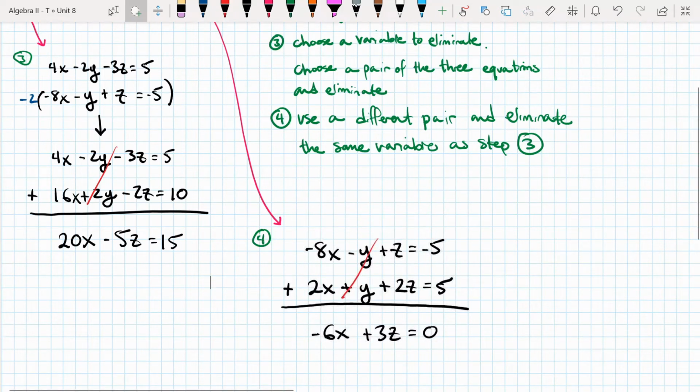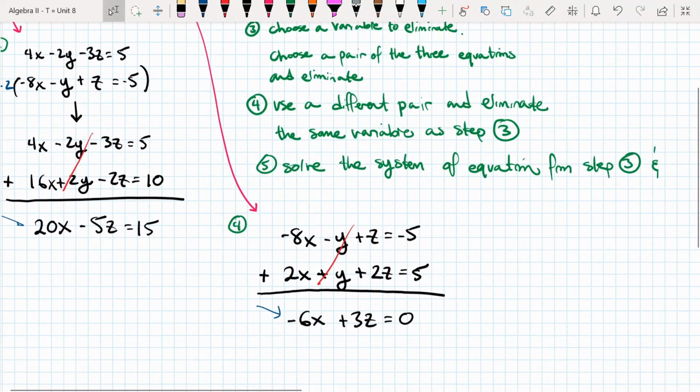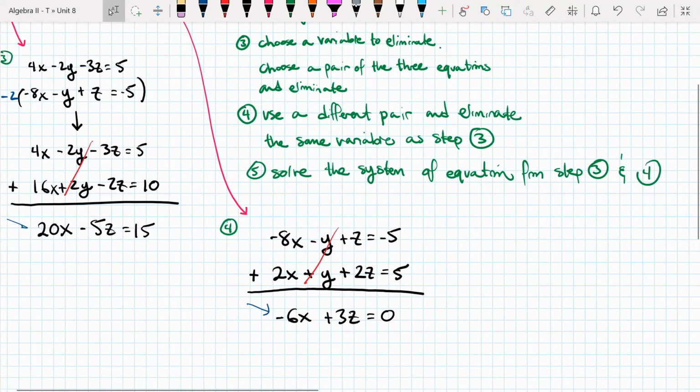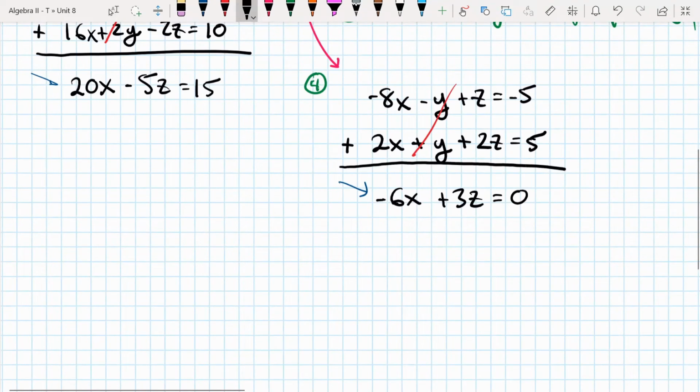See how we have two equations now? We have one equation here. We have this equation here. And we have this equation here. So step 5 is, well, that's a system of equations. So we're going to solve the system of equation from steps 3 and 4. All right, so here's our system of equation.